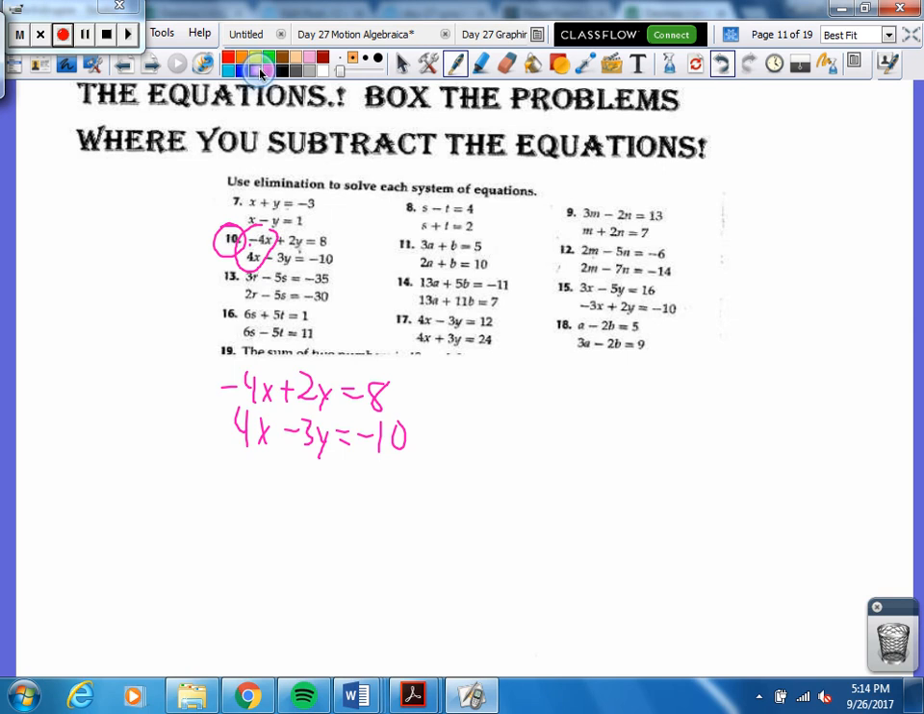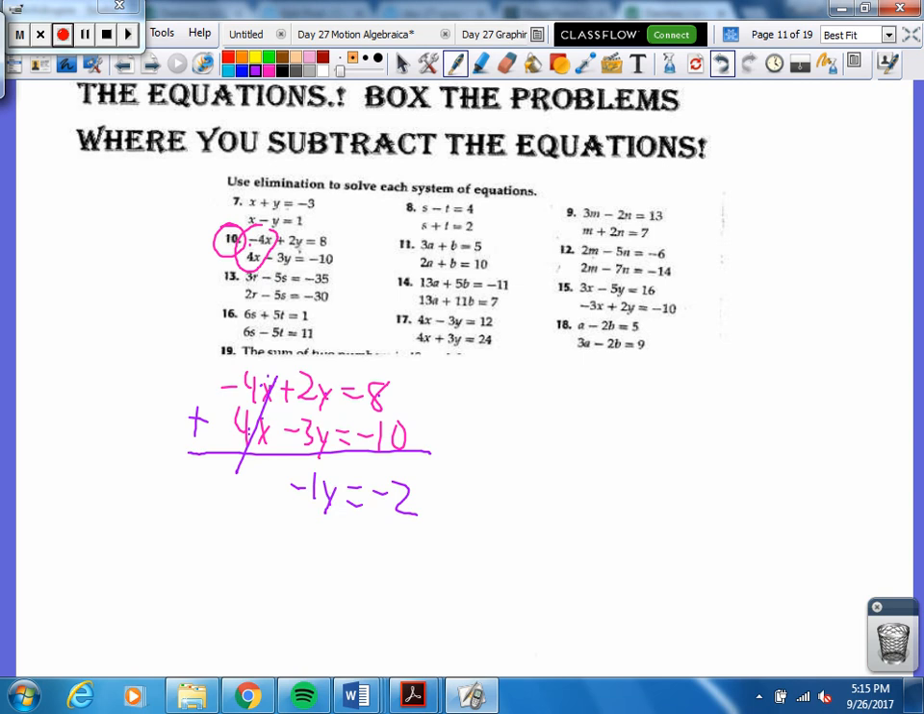So magic pair. Why is it so good? It means I can add. So let's add these two up. Negative 4x plus 4x is nothing. 0x. Goodbye. Alright. 2y plus negative 3y is negative 1y. 8 plus negative 10 is negative 2. Awesome. I have one variable left. I love one variable.